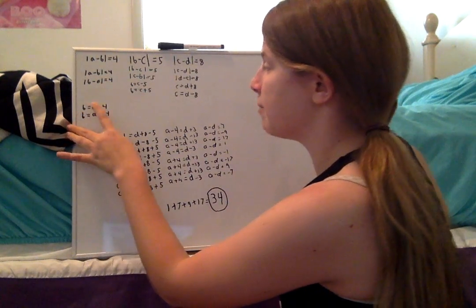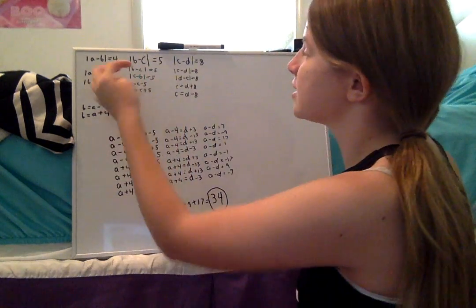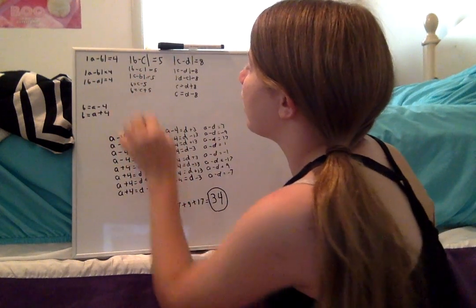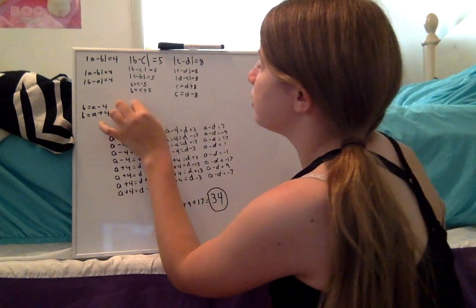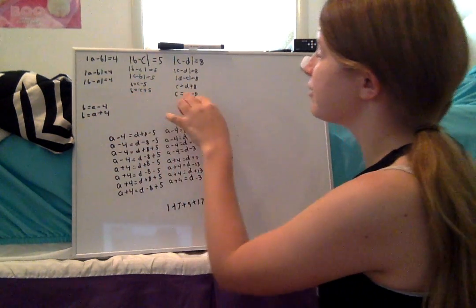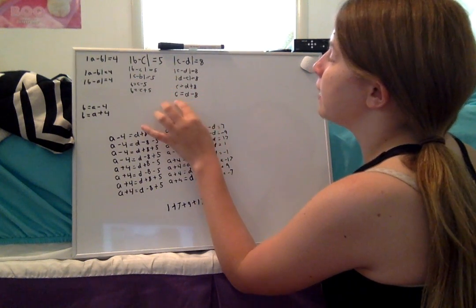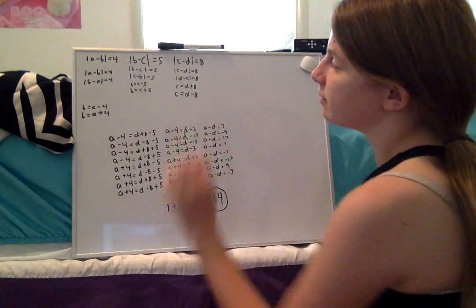So B equals A minus 4, and B equals A plus 4. And then for this one, I solved for B. So B equals C minus 5, and B equals C plus 5. And for this one, I solved for C. So C equals D plus 8, and C equals D minus 8.